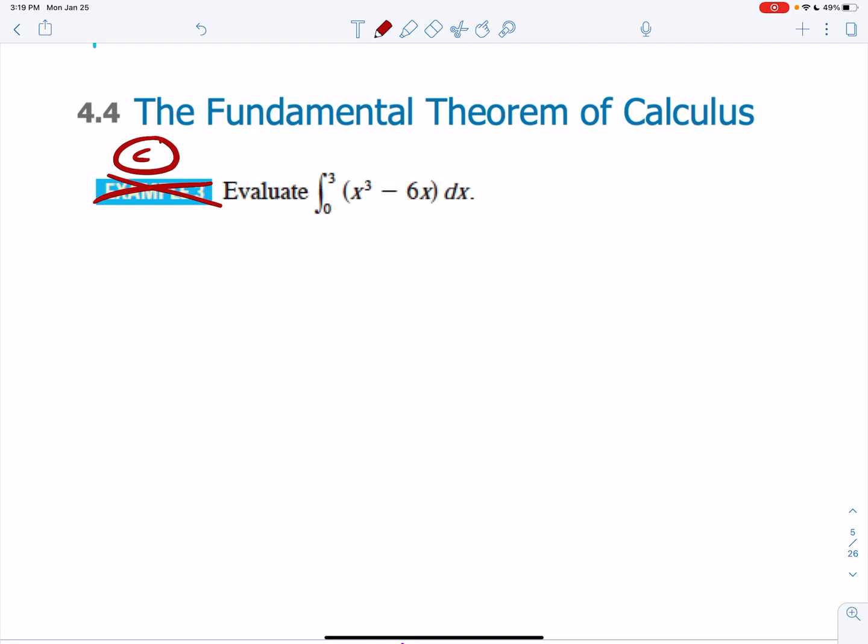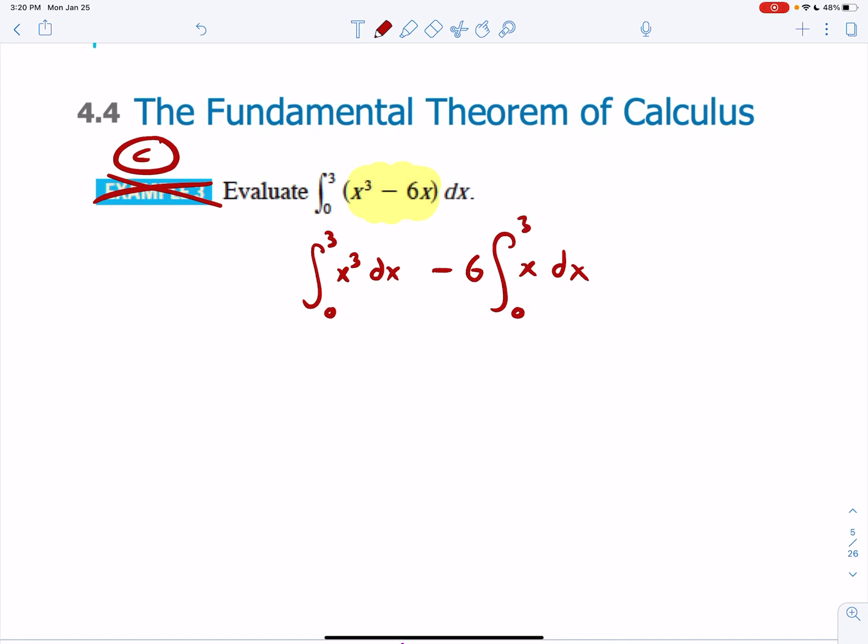Okay, so this one's a little bit different because you have multiple terms here, okay? So according to how derivatives work, integrals can be separated as well. So here, you don't have to do it, but you can if you want to. So here, this is the same thing as the integral of x cubed with respect to x from 0 to 3 minus 6, the integral of x dx. So all I did was I broke that off from 0 to 3 into two separate integrals.